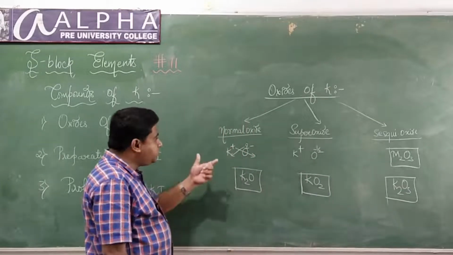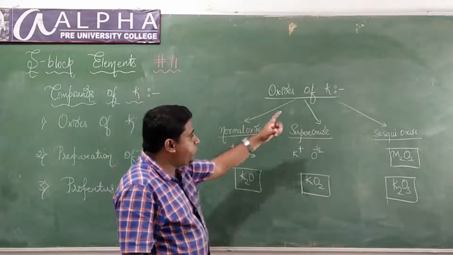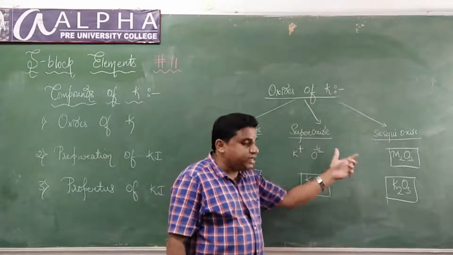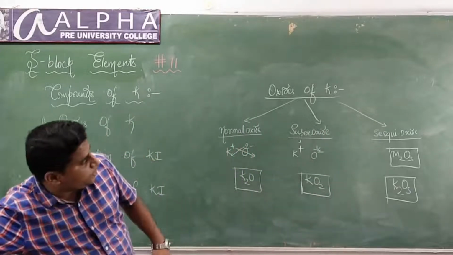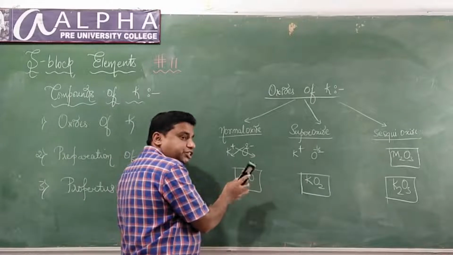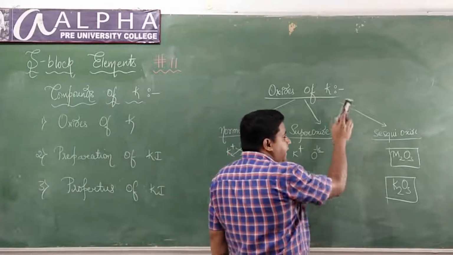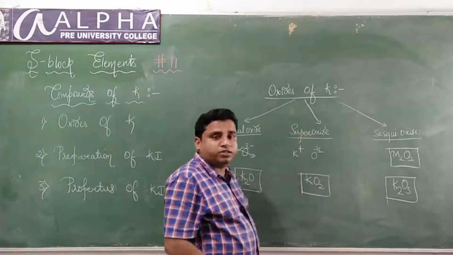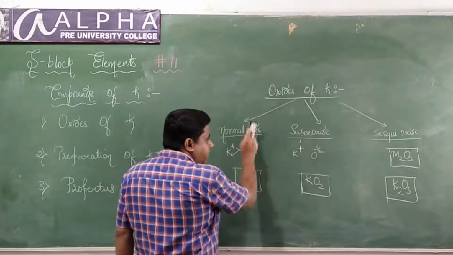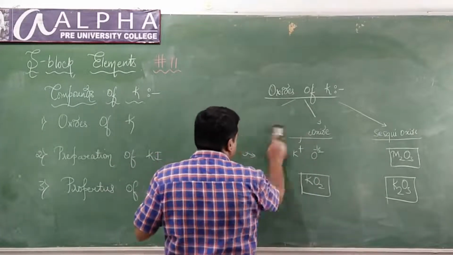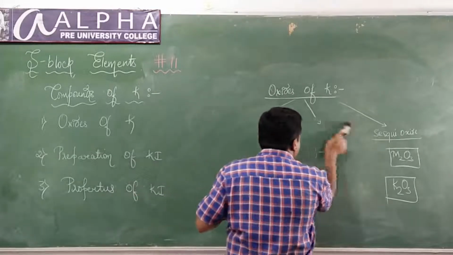Guys, when is normal oxide formed? When is superoxide formed? And when is sesquioxide formed? When do you get potassium oxide? When do you get potassium superoxide? And when do you get potassium sesquioxide? When are these 3 different oxides formed?